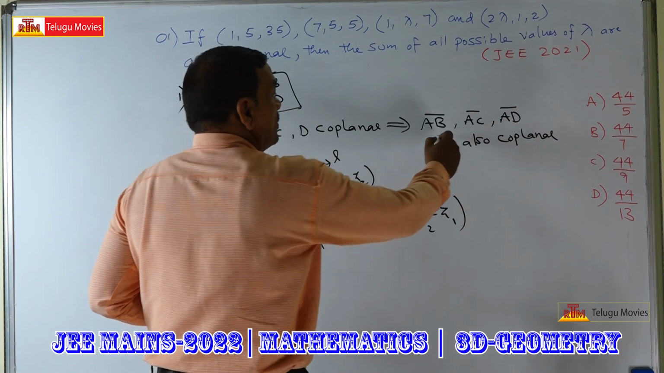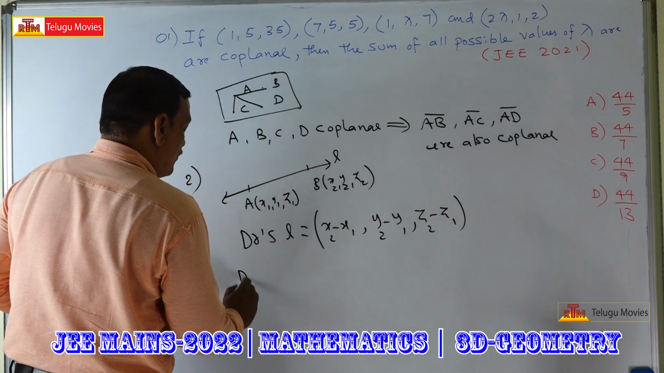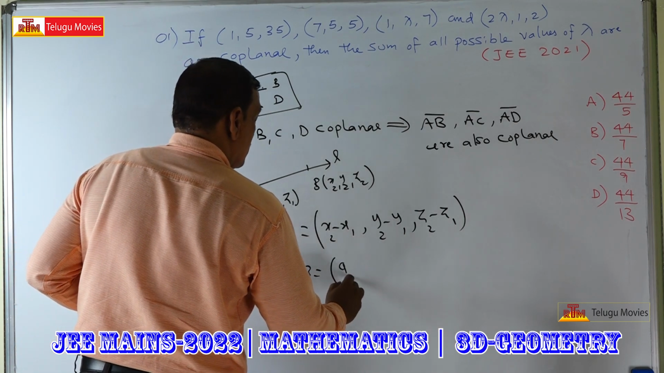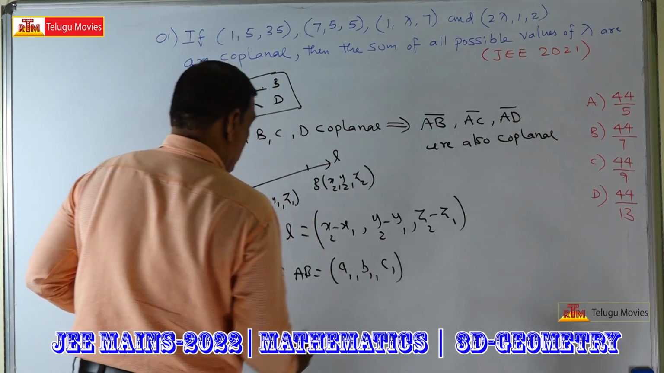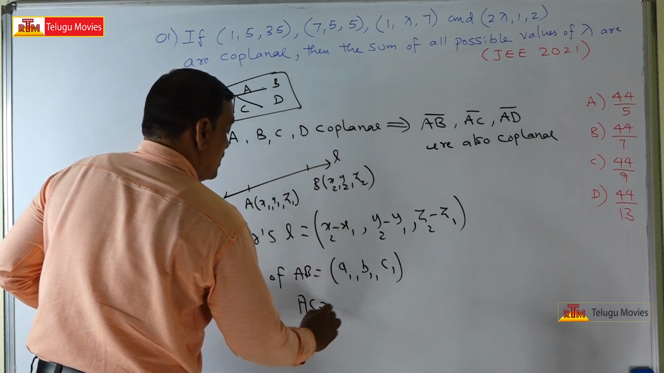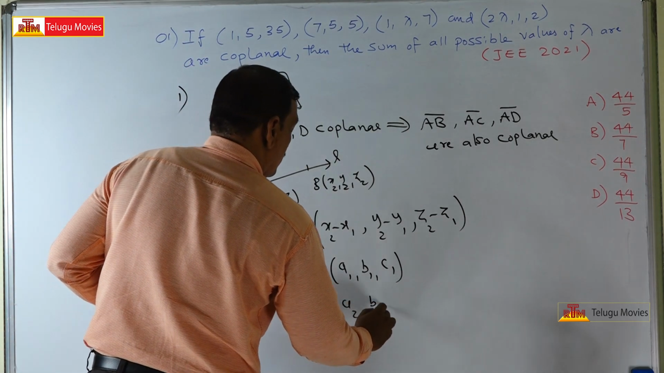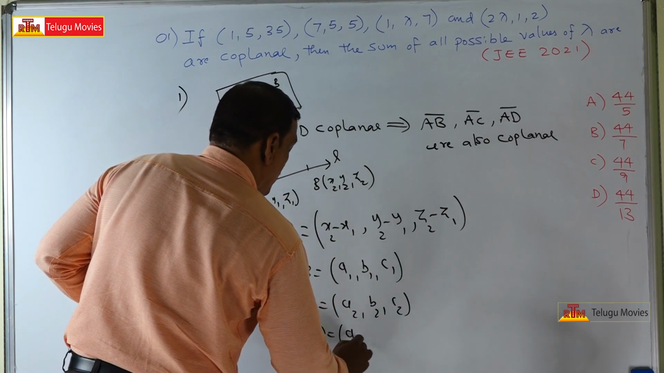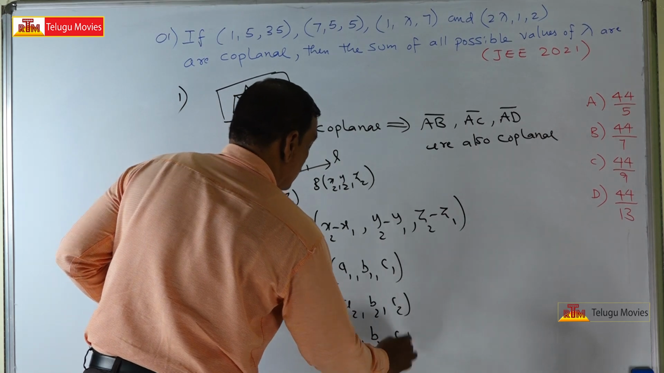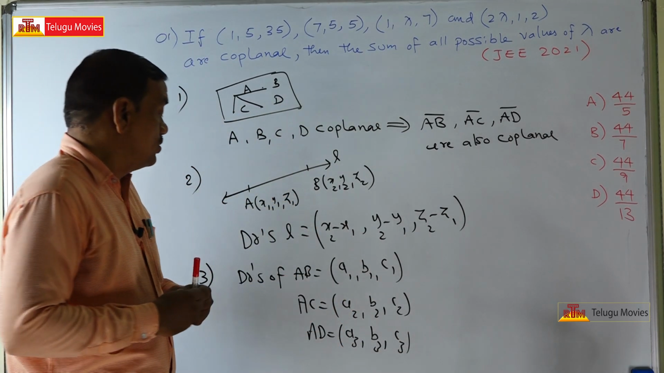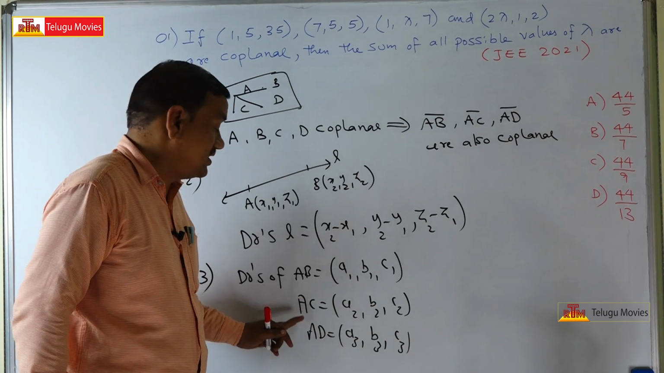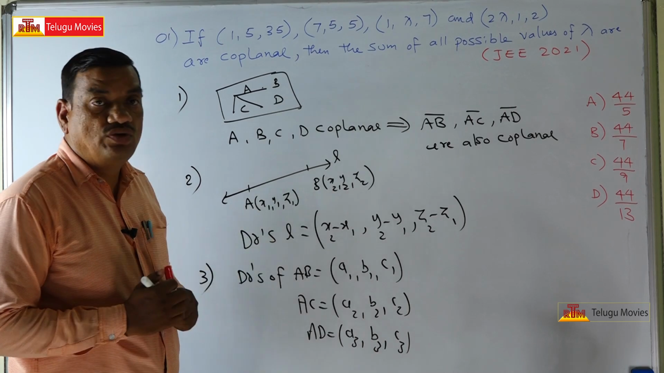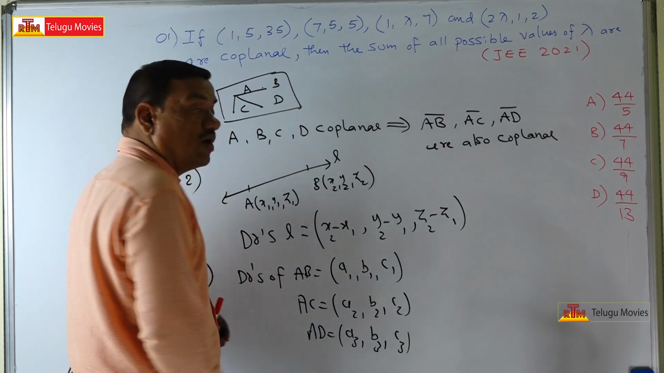And the third thing you have to know is, I already told the DRs of the line AB. Let us take this as a1, b1, c1. DRs of AC is a2, b2, c2. DRs of AD is a3, b3, c3. So the DRs of AB, AC and AD are a1, b1, c1, a2, b2, c2, a3, b3, c3. These three are coplanar.